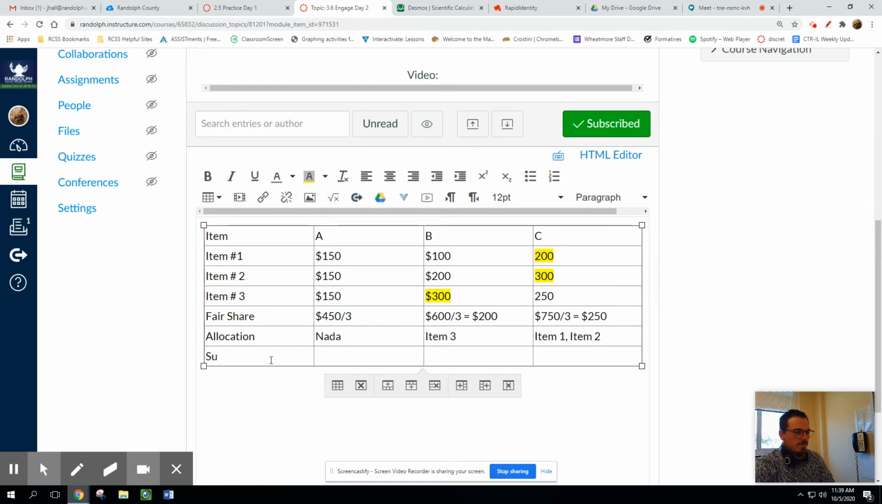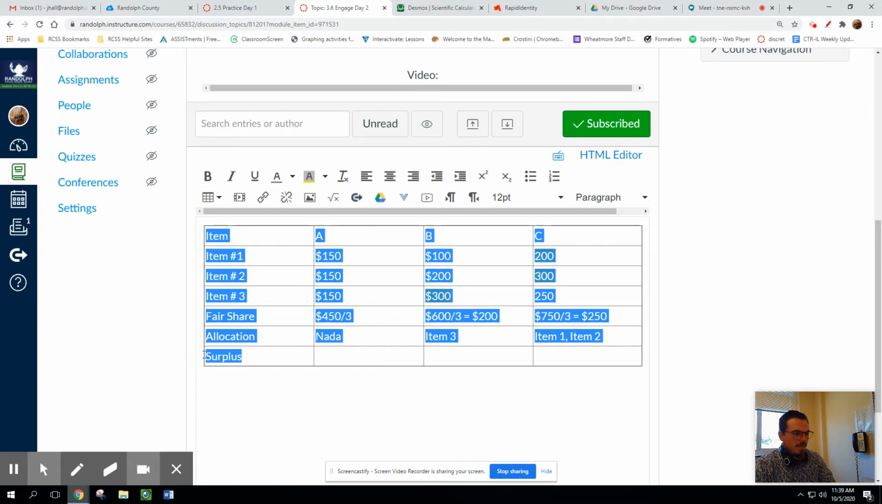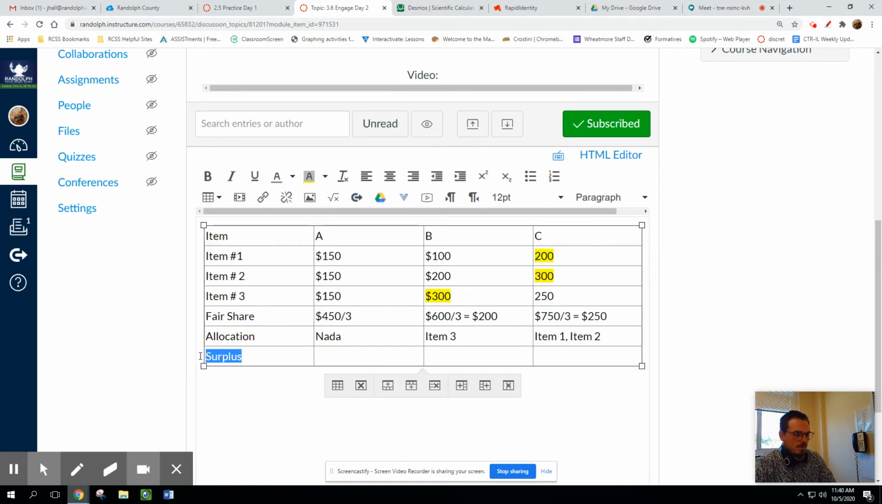So then we look for the surplus. When we do the surplus, remember, that's when we add all the amount paid in. Well, how about this? We do get or pay. So for A, they didn't get anything. Their fair share was 150, right? They didn't pay anything, so they should get $150.